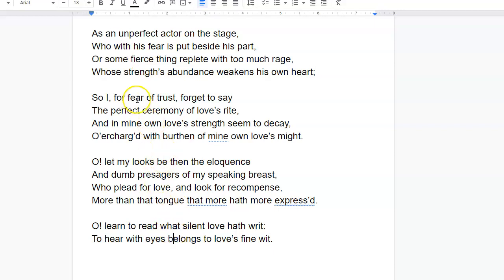Now, the easiest way to think of a sonnet is 4 complete thoughts. Here's a thought. Each quatrain is a thought, and the couplet is a thought. It's possible that you might have a period in the middle of a quatrain. Maybe you want to put a period after here, and that will be okay. "So I, for fear of trust, forget to say the perfect ceremony of love's right," period. "And in mine own strength seems to decay." That could be 2 different thoughts, certainly. Some of them are actor's call, and some of them just are.